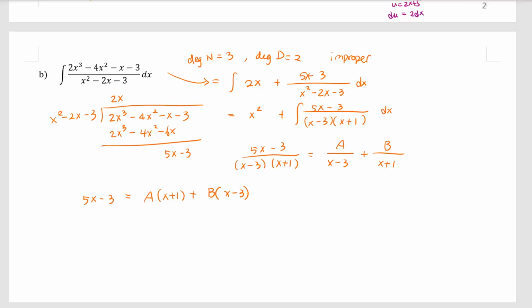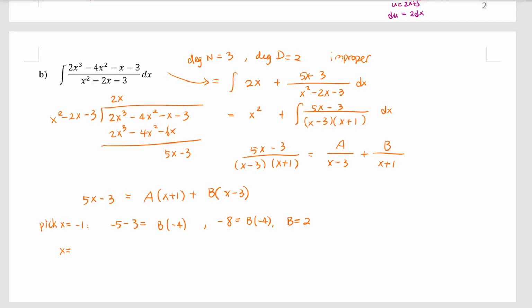Okay, next, remember we have two ways to solve for the constants, but because here we have a lot of linear factors, it's better to pick x values. So what x values shall we pick? x equals minus 1, right? Then we have minus 5 minus 3 equals, when we plug in minus 1, the first term is gone. Then we have b times minus 1 minus 3, minus 4. Oh, that's minus 8 equals b times minus 4. So b is 2. So far, so good, everybody.